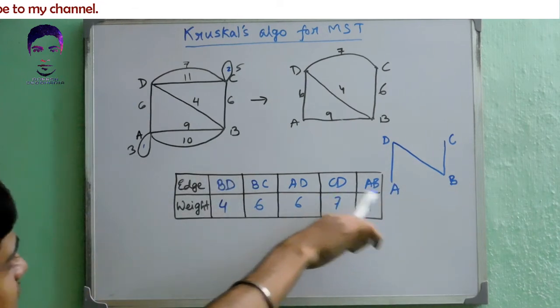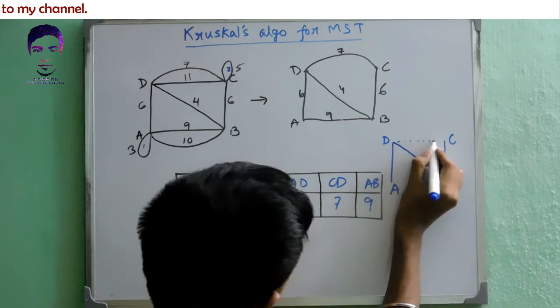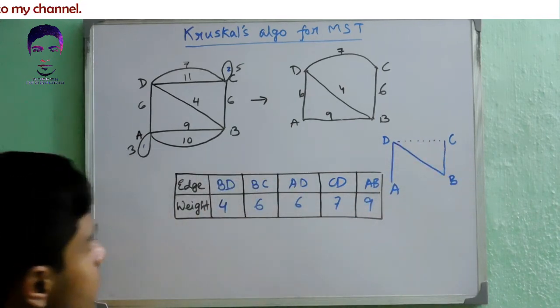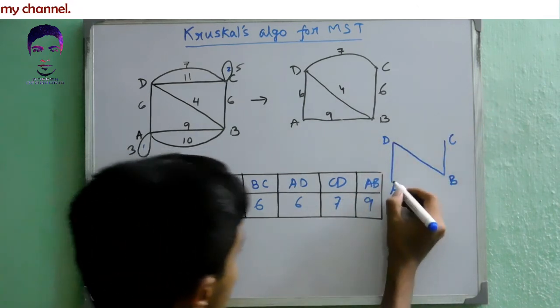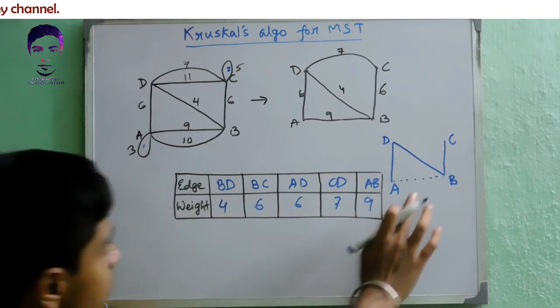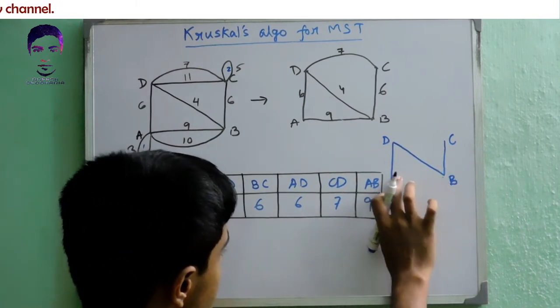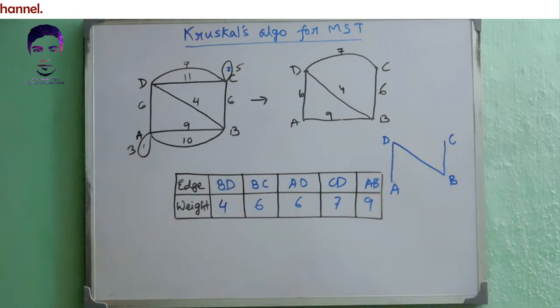Then we have CD, but CD will form a circuit. Okay. CD will form a circuit, therefore we will discard CD. And finally we have AB, which will again form a circuit. So we will also discard AB. So it's done. This is our minimum spanning tree of the graph, this one. Okay. So this was all about the Kruskal's algorithm.